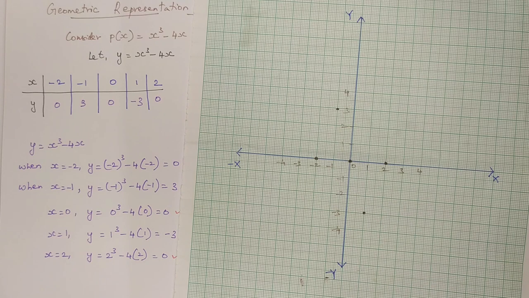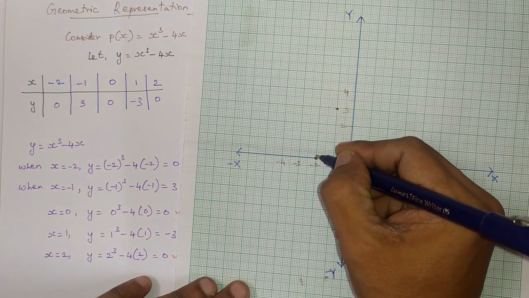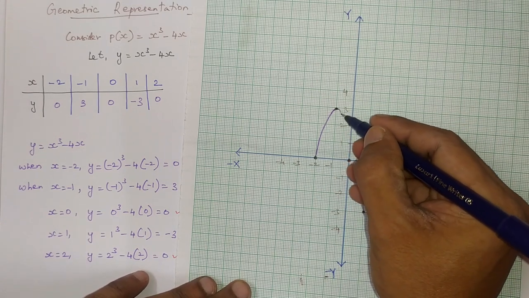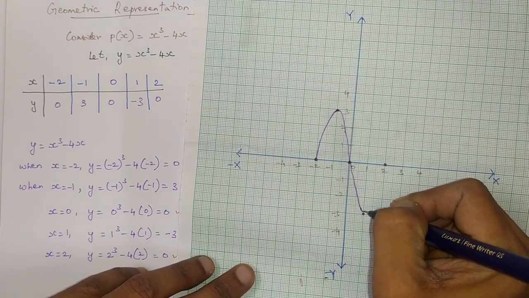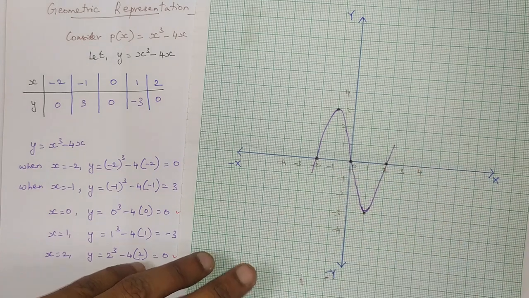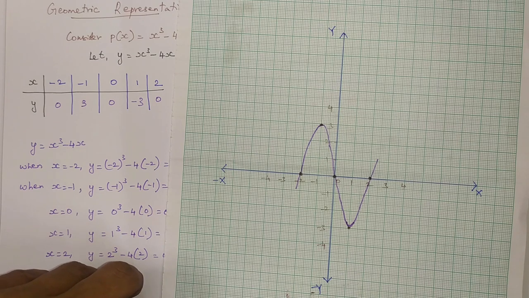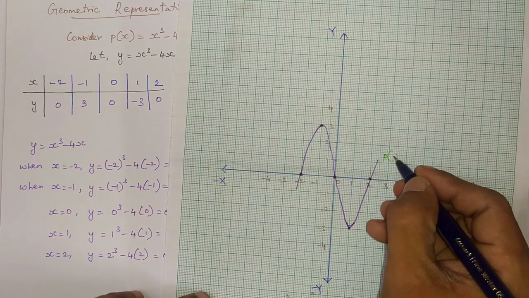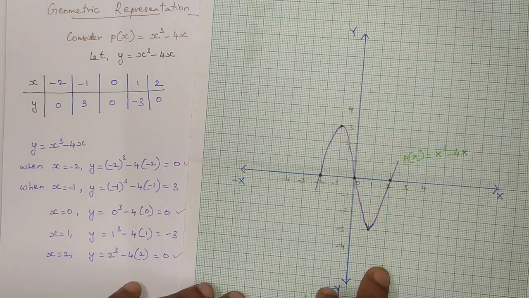So if we join those points, let us try to join those points. So I get a graph like this. So this is the graph of p of x is equal to x cube minus 4x. So we have plotted the graph.